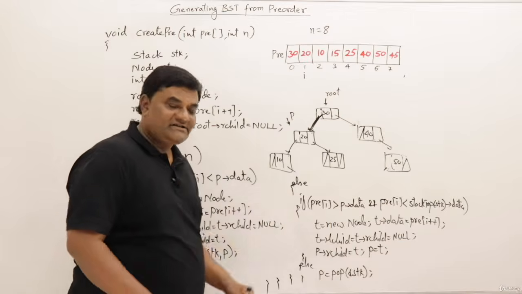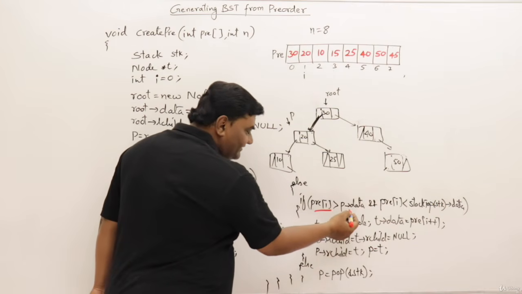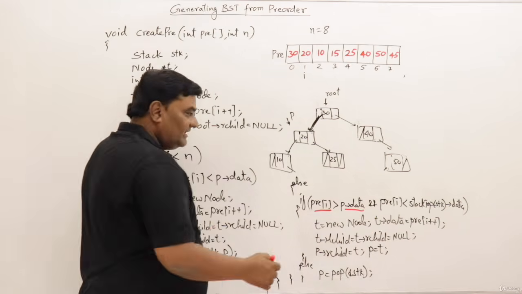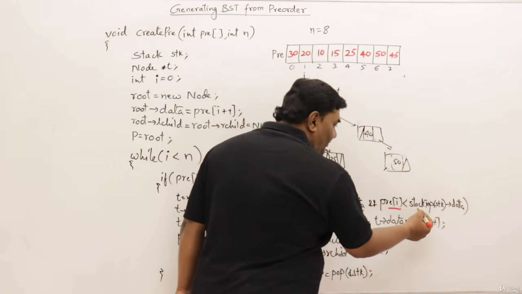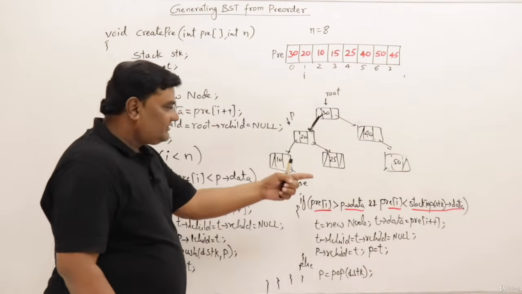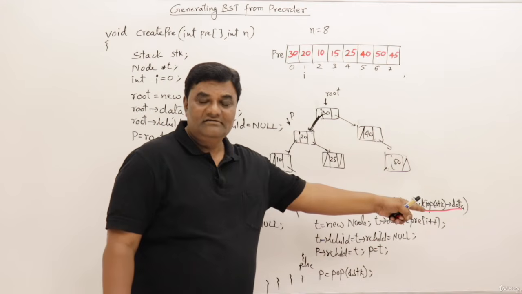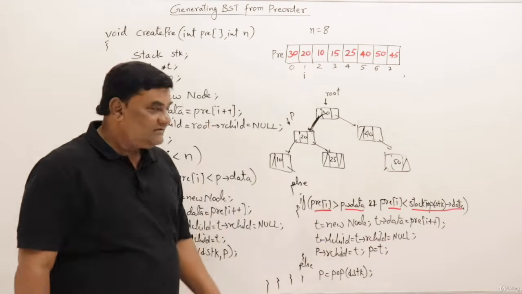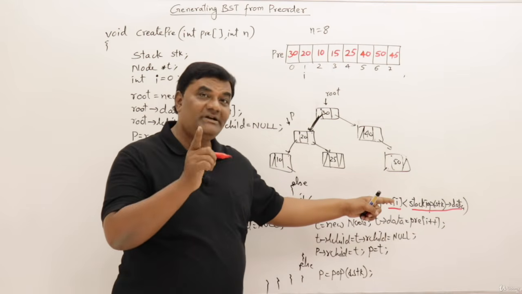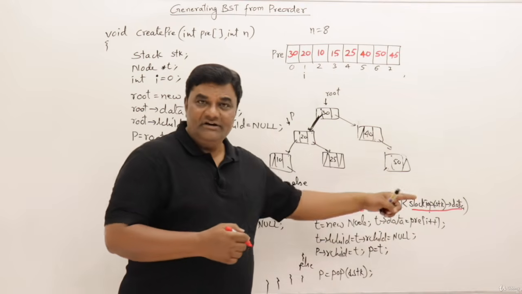So here I have written the steps: element in the pre-order is greater than P's data, and also the element in pre-order is smaller than stack top's data. Stack top will return the address and its data, that node's data. And one more thing, I have to write something here such that if the stack is empty, it should be infinity. I did not write that piece of code. When showing the demo, I will write that.